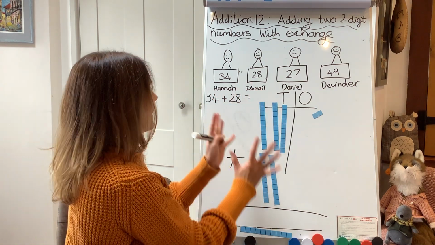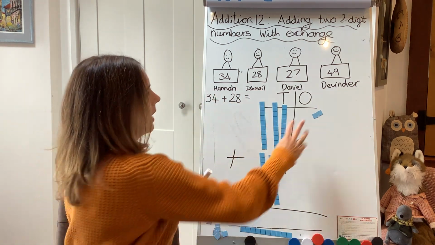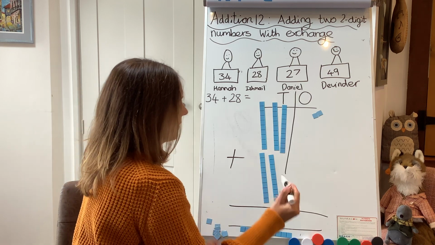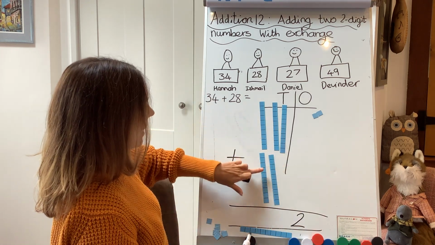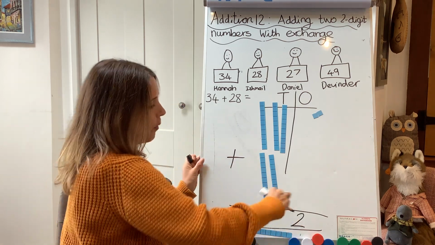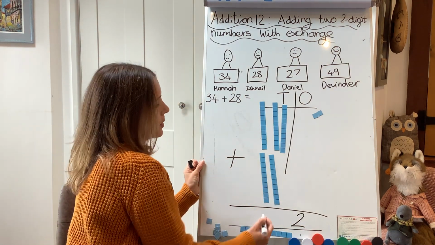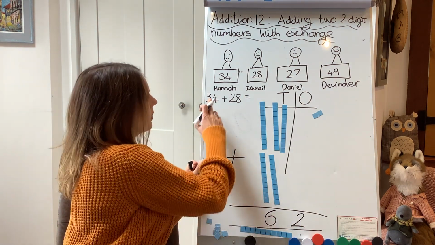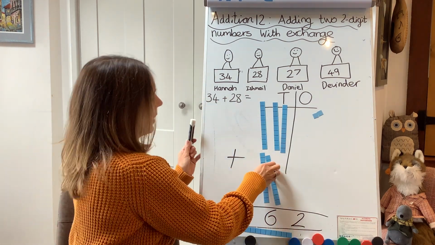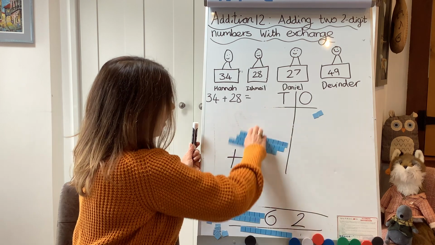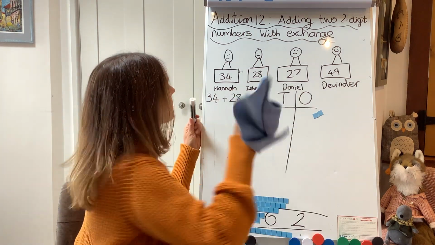Okay, and now I can see the 1s I've got left. I've got 2 1s left. And I've got 1, 2, 3, 4, 5 10s and 1 more 10 here. So I've got 6 10s. So altogether they score 62. Okay, we can check that on a number line.